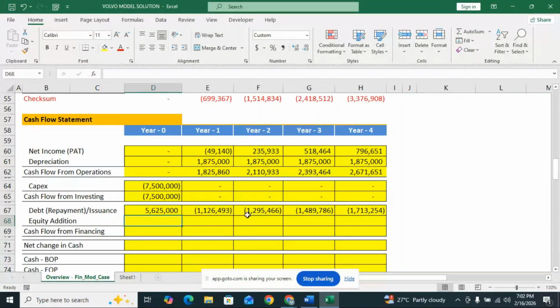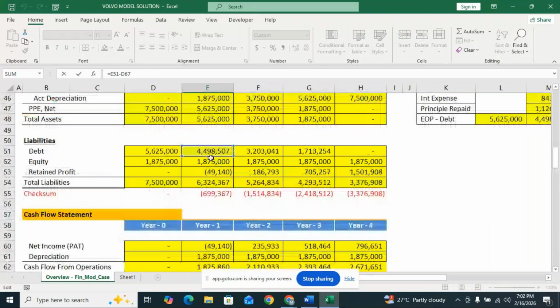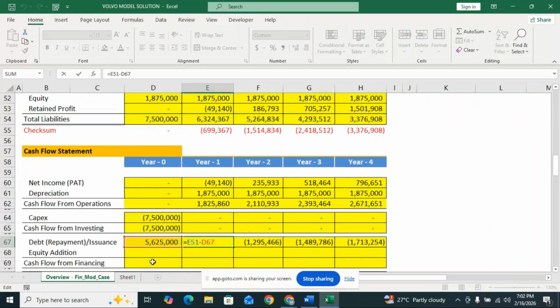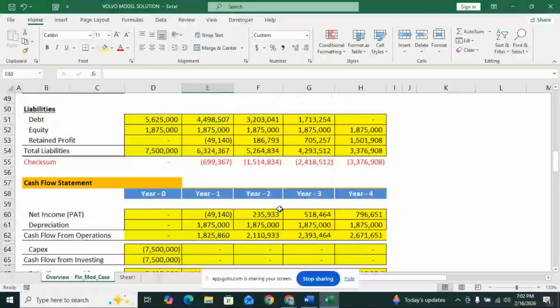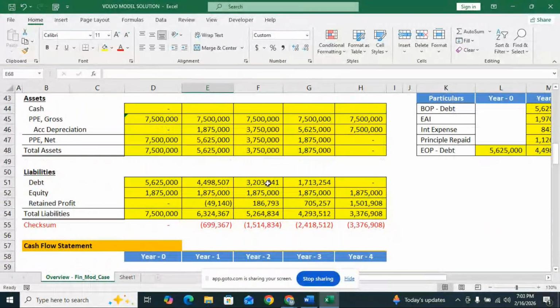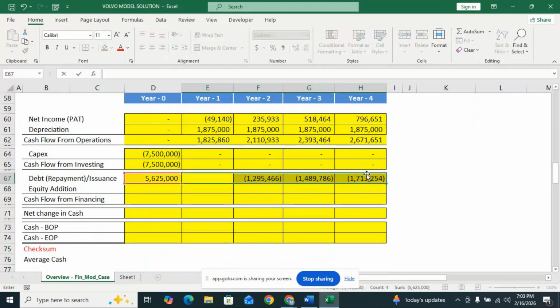From year 1 onwards, what happens? We consider the current year. So how much debt do we have for year 1? It is 44,98,507 minus your initial amount of loan, which is 56,25,000. So the difference amount lands up to this. Again, for year 2, we take the current year debt, which is 32 lakh 3041, minus your previous year debt. So we keep on working on the same and we get these values. I'll just compute it for you again. You can just trace it out.